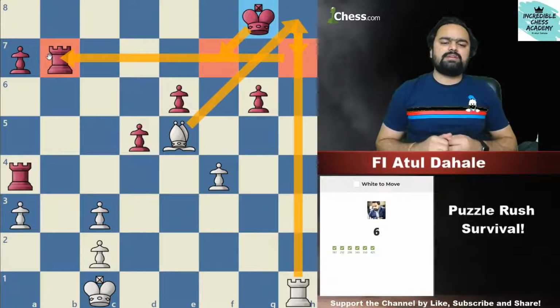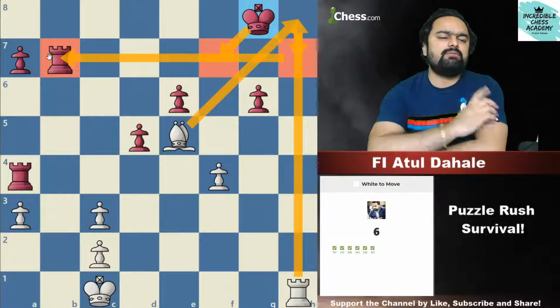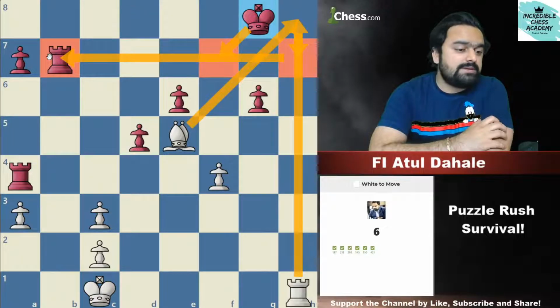One thing I want to tell you: whenever you are solving some puzzles or something like that, you should also pay attention to why this puzzle is working out. This time it is working out because the rook on b7 is hanging.